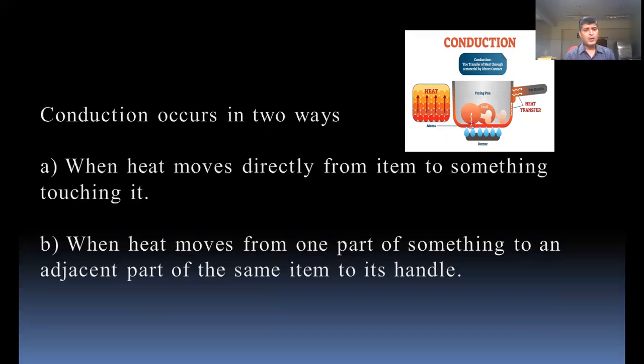Second, heat moves from one part of something to an adjacent part of the same object, for example to its handle. That means we have kept a pot over a flame. Slowly, the pot will get heated up, and then the heat will be transmitted to the handle of the pot. So after some time, you feel the handle also gets heated up. So this is another way of conduction.